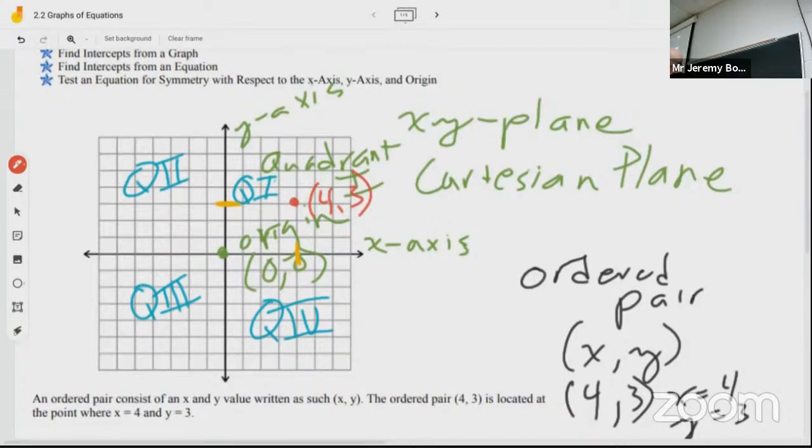It always makes me think of Battleship, but they don't have letters and numbers. You know.